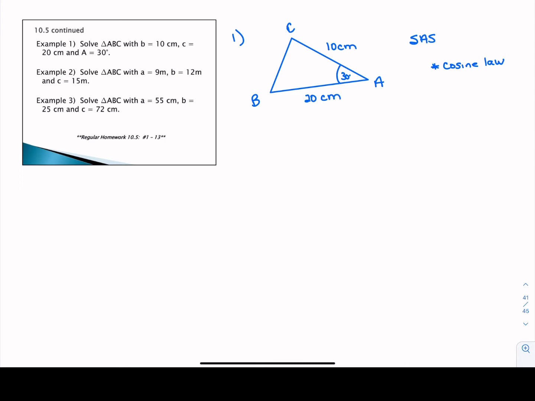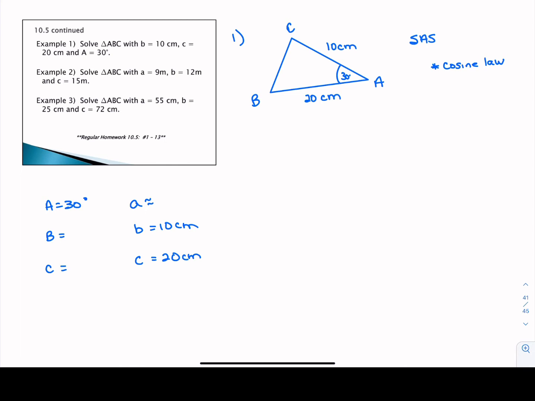So what we want to do is build our table. A has been given as 30 degrees. We don't know side length A, so we'll leave that blank. Angle B is not given, and angle C is not given. We know that side length B measures 10 centimeters, and we know side length C measures 20 centimeters. So we're looking for several pieces of information.